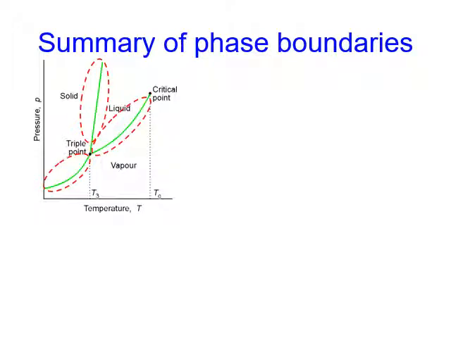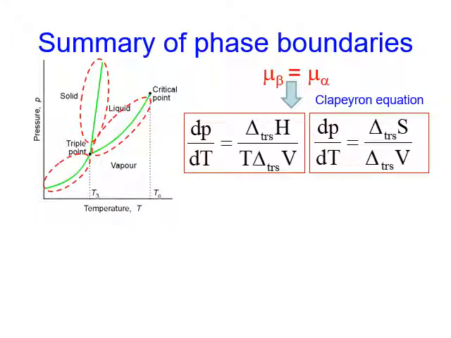In summary, in Chapter 4, we first established the thermodynamic criterion for phase transition. Phase transitions always go from high chemical potential to low chemical potential. When the two phases are in equilibrium, they must have the same chemical potential, so mu alpha equals mu beta. Based on this equation and the fundamental equation, we derived the Clapeyron equation, and that is the slope of all three phase boundaries, dP over dT, equals delta S over delta V, or delta H over T delta V.